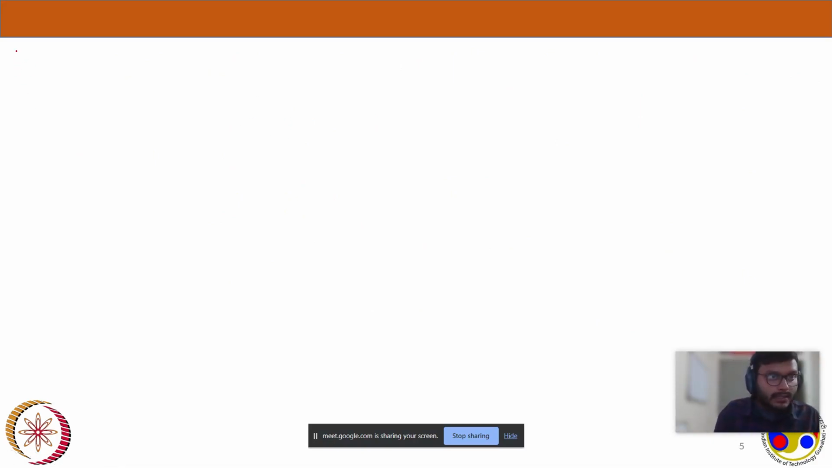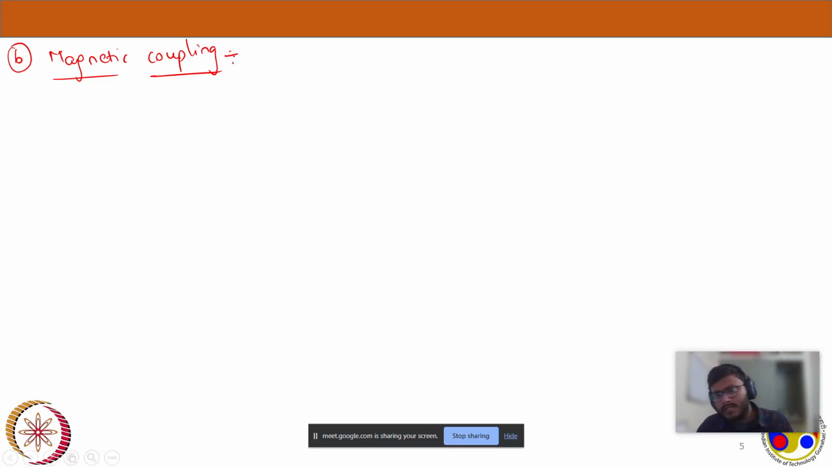Let's look at the second kind. We have seen electric coupling. Now we will see magnetic coupling. This is actually important for our case because usually in all kinds of transformers and coils, there is no electrical connection, there is no physical connection. So this is what magnetic coupling exactly means.